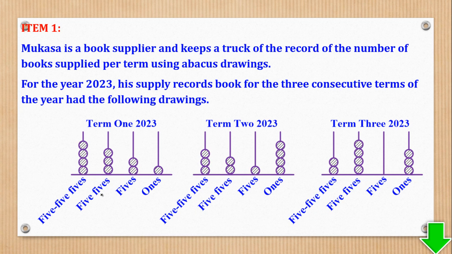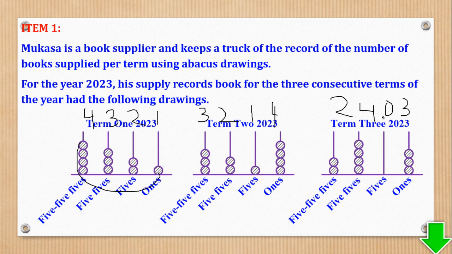If you look at this, here there is 1, 2, 3, 4, then this is 3, this is 2, this is 1. We are counting the number of beads. So term 1 will be 4, 3, 2, 1 base 5. For term 2, I'm seeing 3, 2, 1, and 4, so term 2 will be 3, 2, 1, 4 base 5. Then for term 3, it is 2, 4, 0, 3, so term 3 will be 2, 4, 0, 3 base 5.